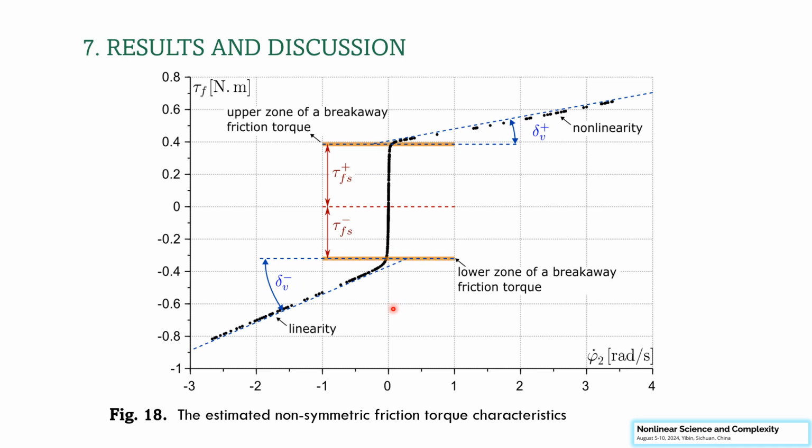Worth noticing is that the characteristic is a partially experimental one, meaning that phi 2 dot is the measured relative velocity on the experimental stand, but the friction torque is the torque estimated with the use of our neural network.